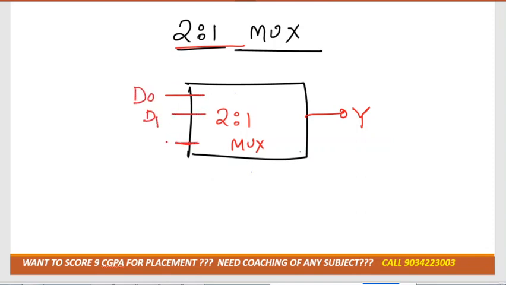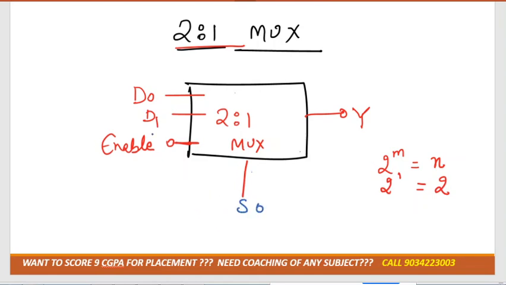When there is one more pin, that pin is known as the enable pin. Can you tell me how many select lines there would be in this case? By the formula 2 raised to the power m is equal to n, here we are having two inputs, right? So there would be one select line, represented by S0. Now the question is, what is the enable pin?